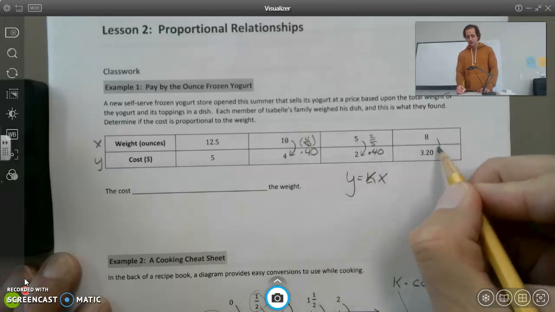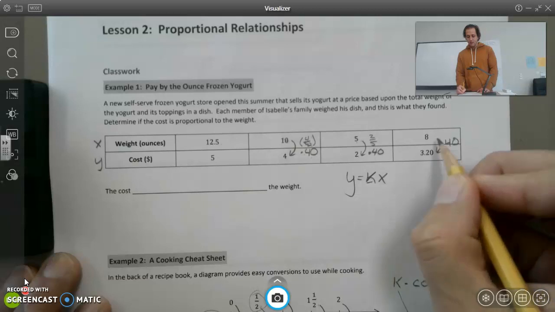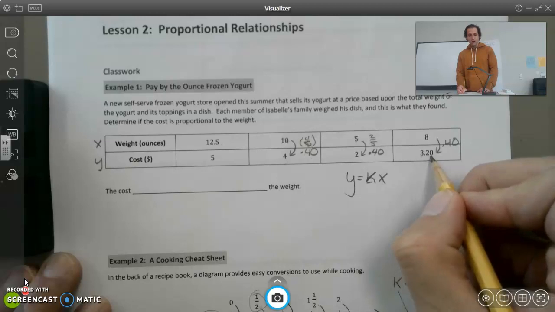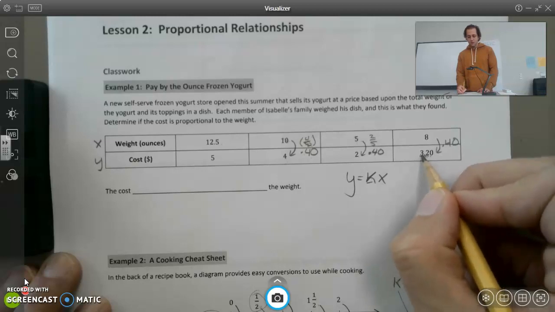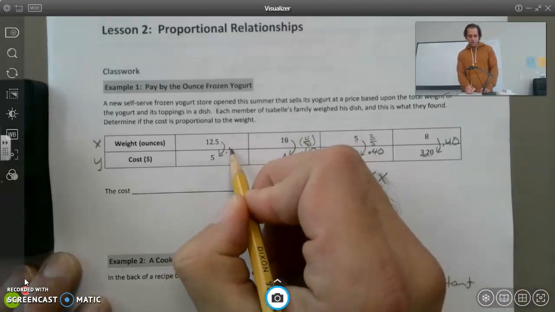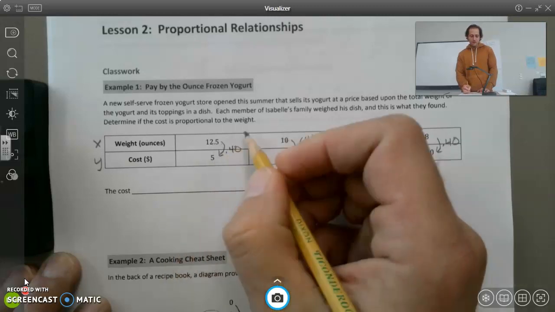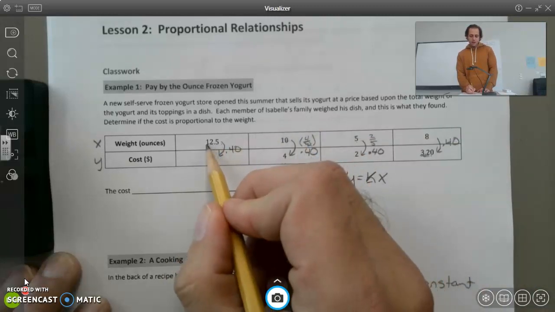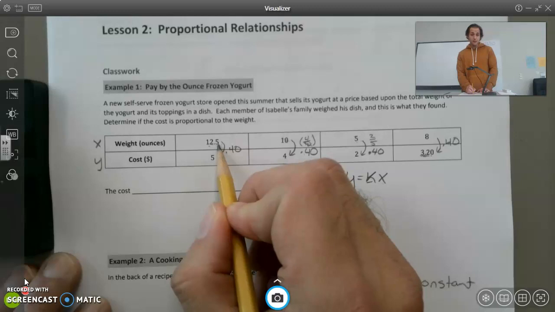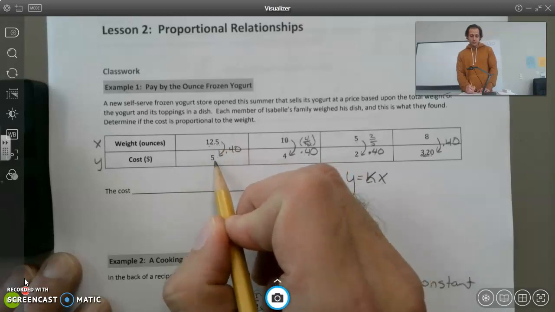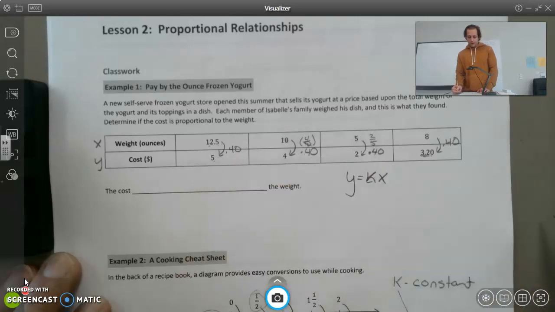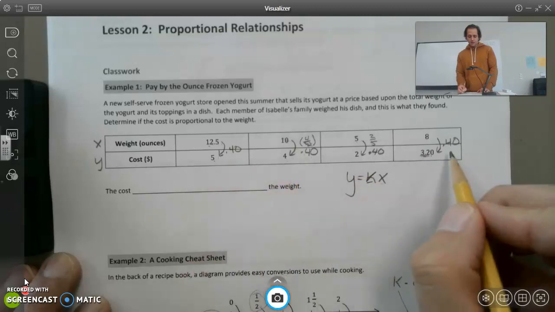Let's see if that works over here. What's 8 times 40 cents? Well, 8 times 4 is 32. And then because of the decimal position here, we get $3.20. 32, $3.20. That works. So it looks like we're multiplying all of these by 40 cents. And that works here as well. 12.5 times 4 would be 50. But because of the decimal, we're going to move that back. We get 5. Okay. So we see that each of these is being multiplied by 40 cents.